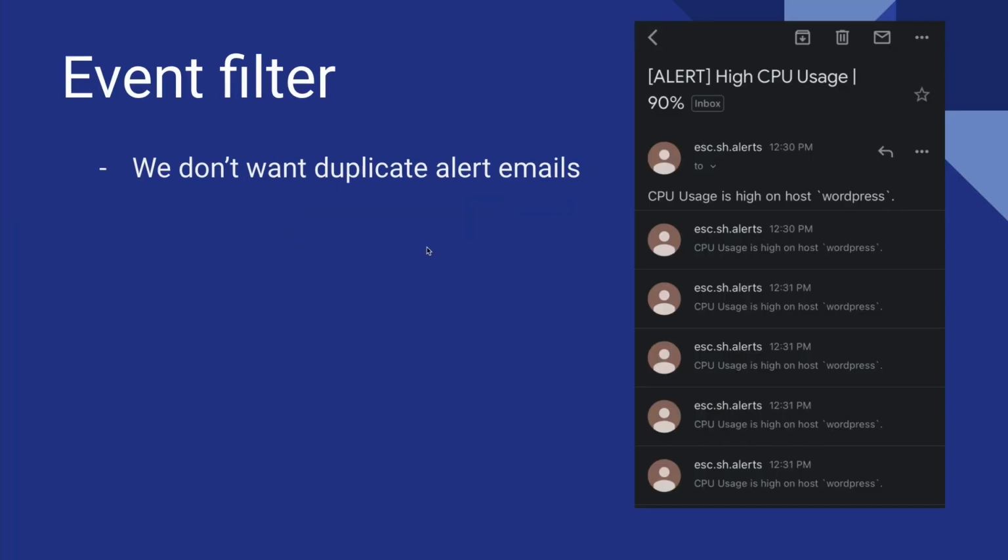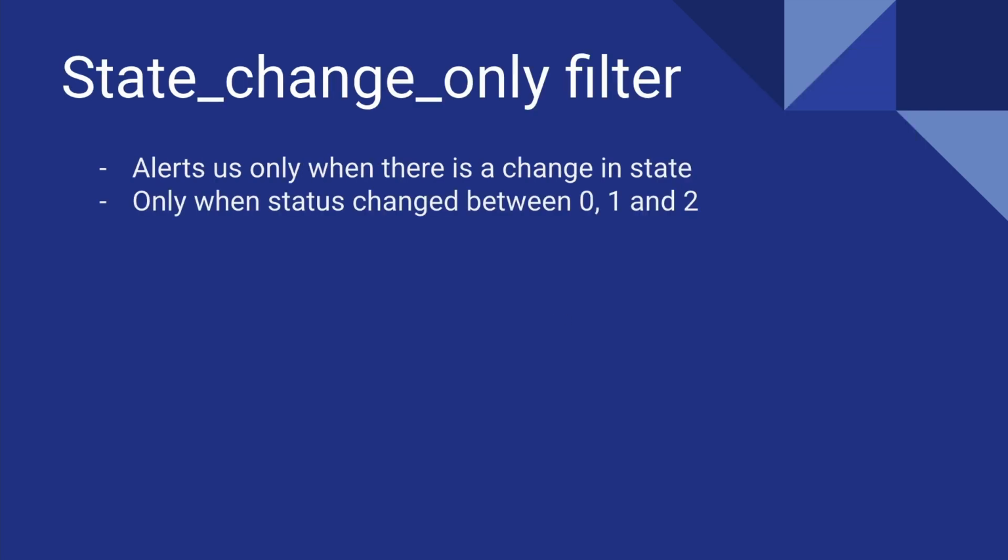Now we need to create an event filter. So what is an event filter? As you know, we have our check running every 15 seconds, and if we send an alert every time it executes the check, it would look like this, and this is not what we need. An event filter will help us get rid of this problem. So we will use this state change only filter, which will alert only when there is a change between the states of 0, 1 and 2.